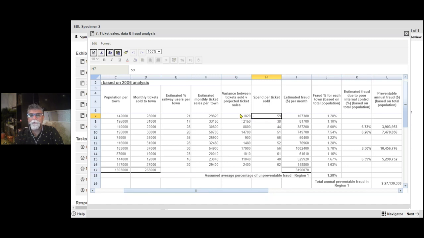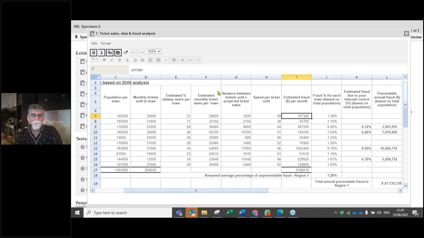So he's multiplying the variance by this 59. So he's arriving at the value. If 1820 tickets are undersold, he multiplies it by the ticket price, and he's arriving at the value of fraud per month. Am I right? I don't know. Just help me understand this.